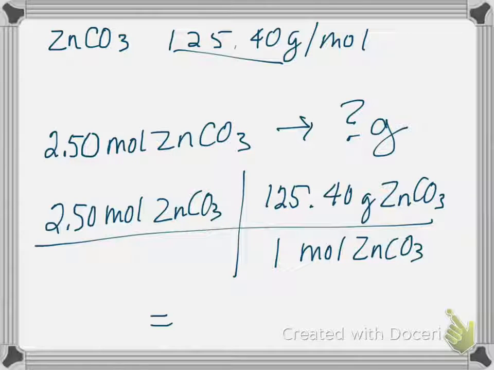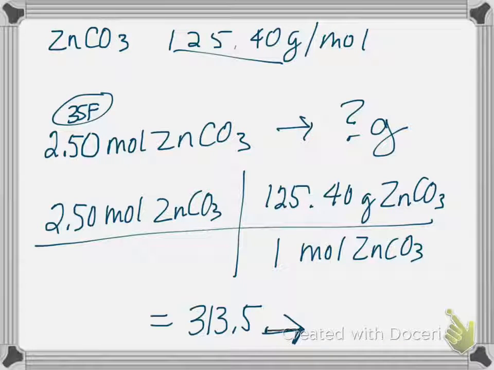And there's only 3 significant. There is 3. I put that 0 on there to see if I could trick you, and I couldn't. Good job. So I need 3 significant figures in my answer, so it would be 313.5. So in 3 significant figures, that would round to 314 grams of zinc carbonate.